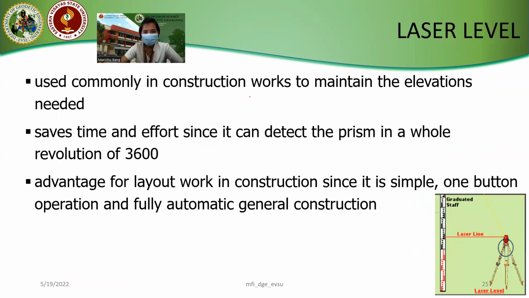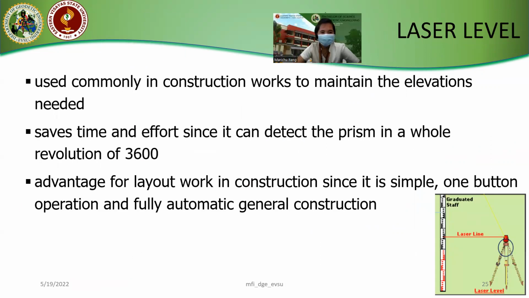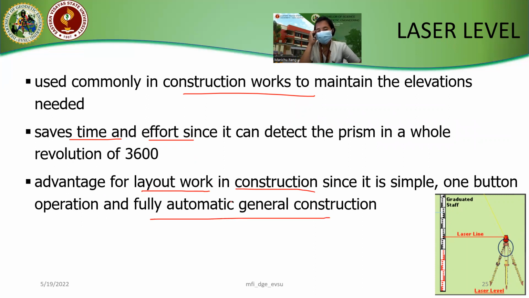So we have the advanced one, which is the laser. It is commonly used in construction works to maintain the elevation needed. So it saves time and effort. The only downside is that it is costly. The advantage of this laser is for layout in construction, and it has one button operation and is fully automatic for general construction. So it automatically collects the elevation. This is the good one, but costly.